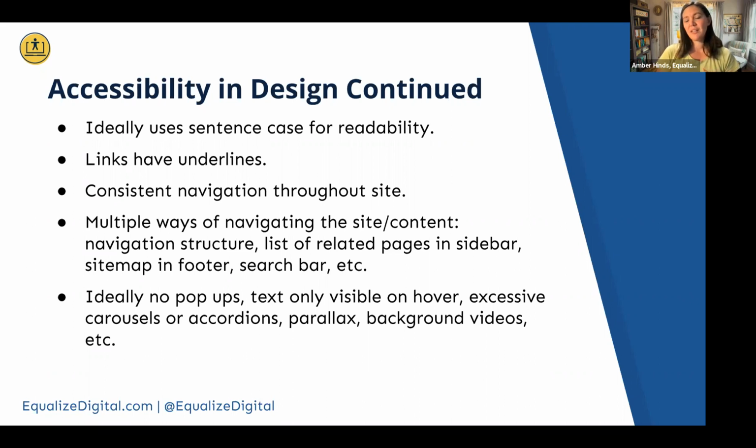Multiple ways of navigating the site. So that could be having a list of related pages in a sidebar, having a sitemap in the footer, having a search bar available. I didn't list this here, but breadcrumbs, showing visible breadcrumbs on the page. So we really want to see, have there been ways designed that help people move through the site in different ways? If one way, like the main navigation, doesn't work for them, do they have a fallback? Ideally, we want to see no pop-ups, no text that is only visible on hover, no excessive use of carousels or accordions.